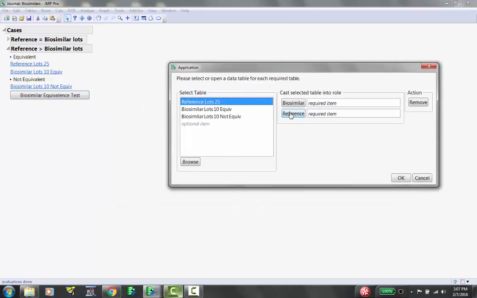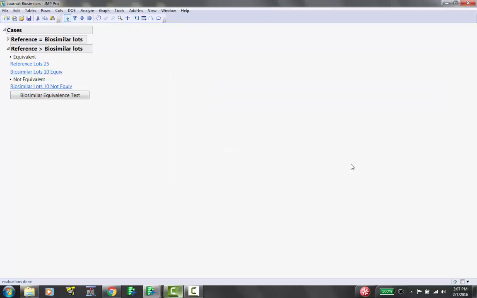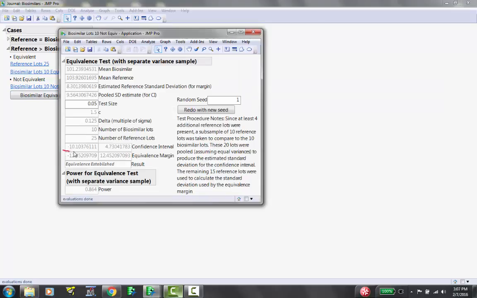Now, if you have 25 reference lots, you randomly sample 10 of these reference lots and you use that for the confidence interval. So you're comparing 10 of the reference lots to 10 of the biosimilar lots. The remaining 15 you use to establish the acceptance criteria. You'll see that this confidence interval right here goes from negative 10.1 all the way up to 4.7.